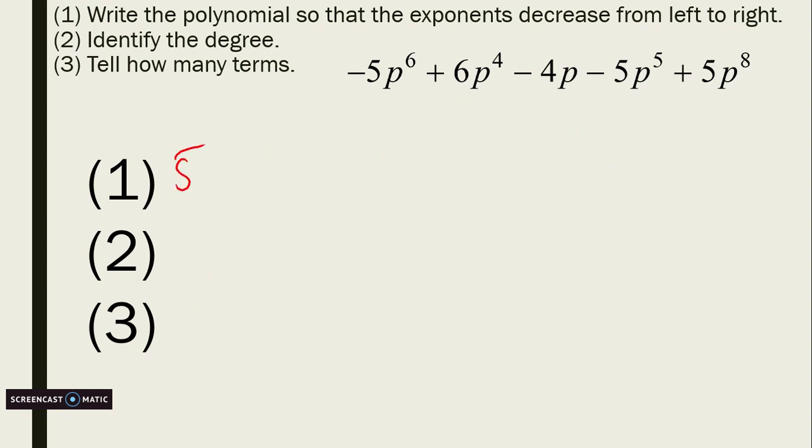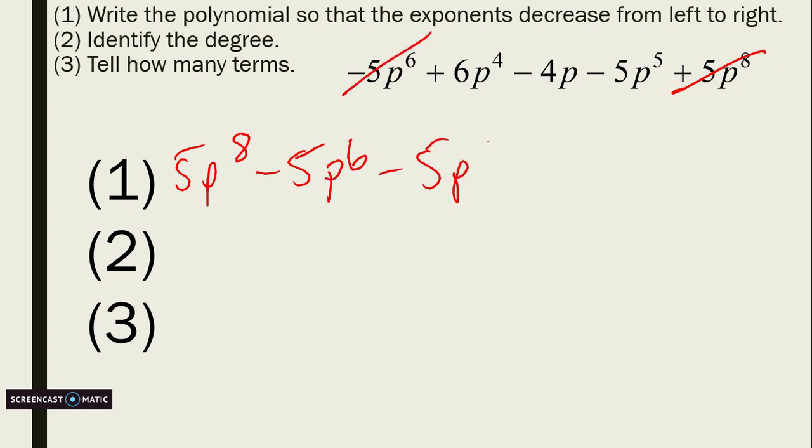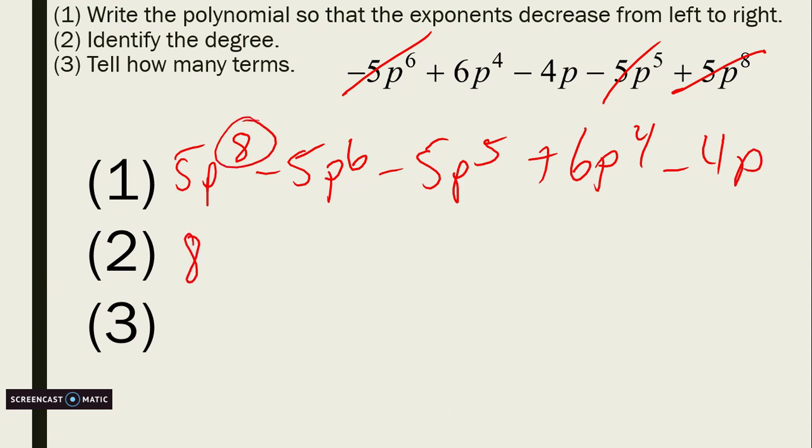Highest exponent is 8, 5p to the 8th power. Next one is 6, negative 5p to the 6th power. Next one is 5, negative 5p to the 5th power. Now we have 4, and finally 4p. Degree is 8. Highest exponent is 8. If you had multiple variables within it, we wouldn't be able to just look at the highest exponent.